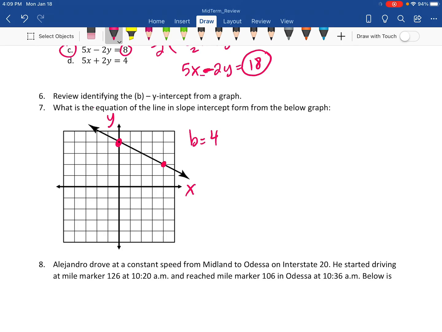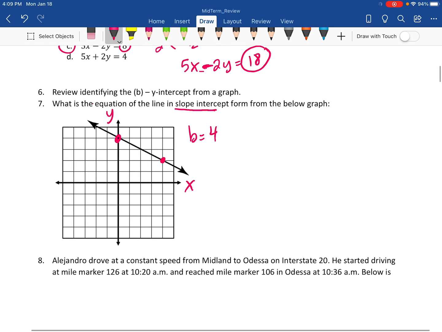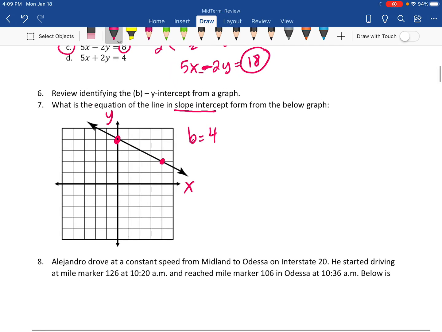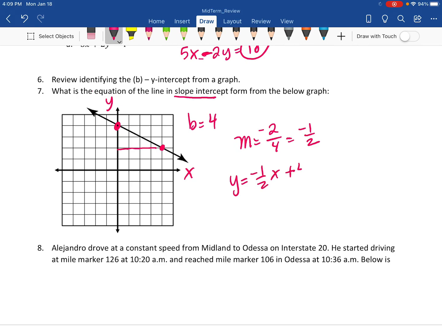I'm going to go down 2 units to get our slope, because this equation says in slope-intercept form. So that means I need my b and my slope. So now I'm going to go down 2 units. So our slope is going to be -2. And then it's going to be 1, 2, 3, 4. So that's 4. That simplifies to -1/2. So our equation of this line is going to be -1/2 x plus 4.